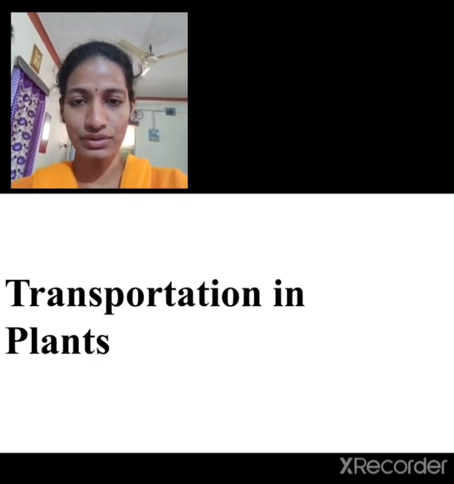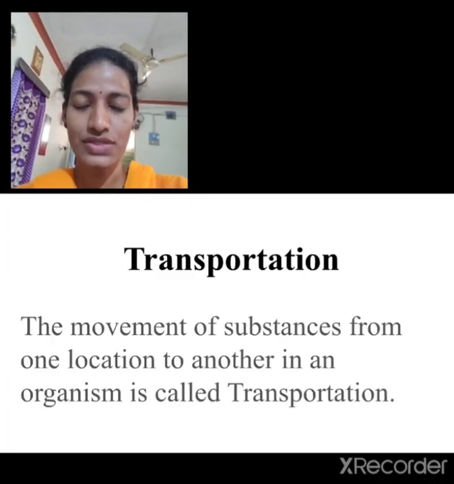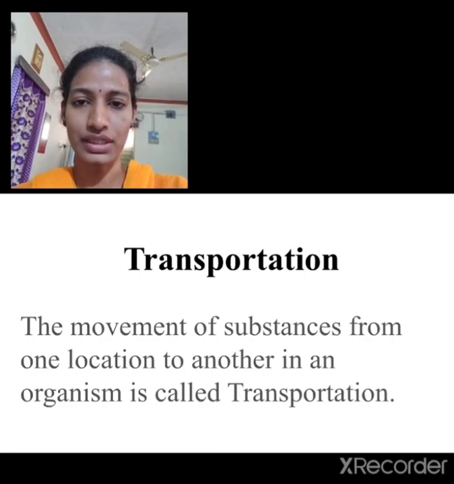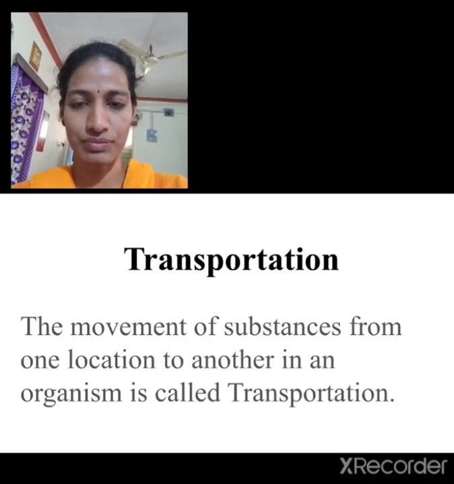Before going to transportation in plants, let us rewind the topic we had studied in our last session. In the last session we had studied about transportation in organisms. The movement of substances from one location to another in an organism is called transportation, or the movement of substances from one part of our body to another part is also called transportation.